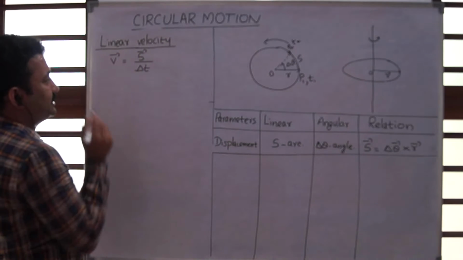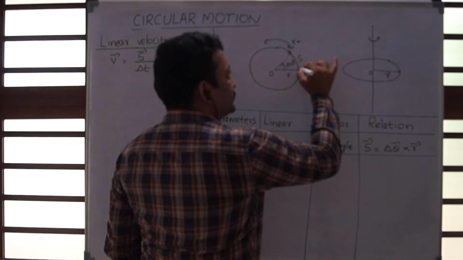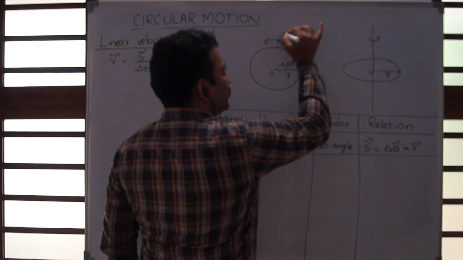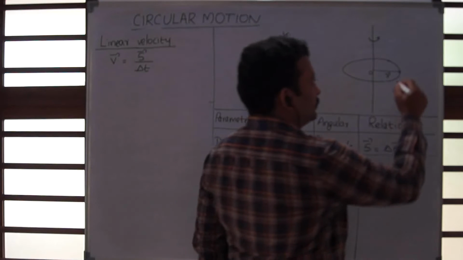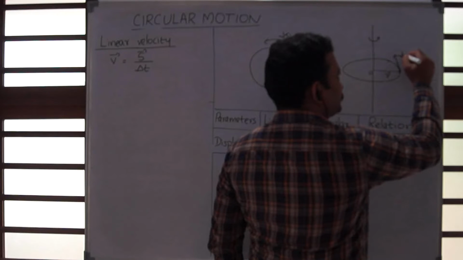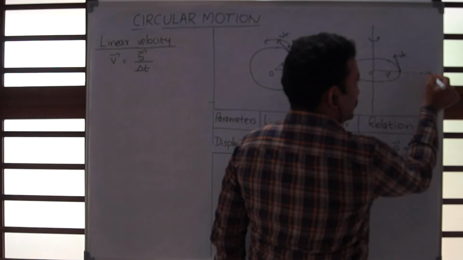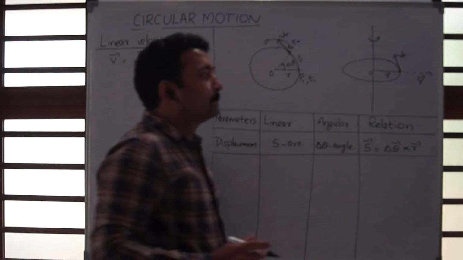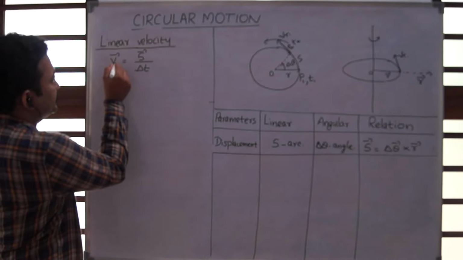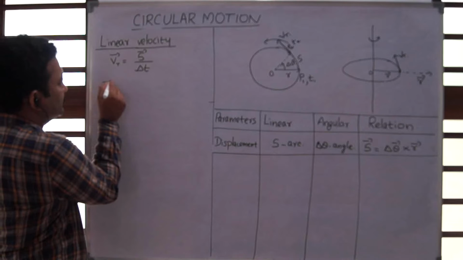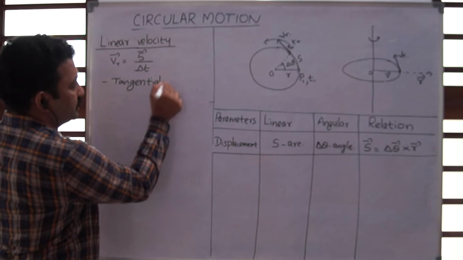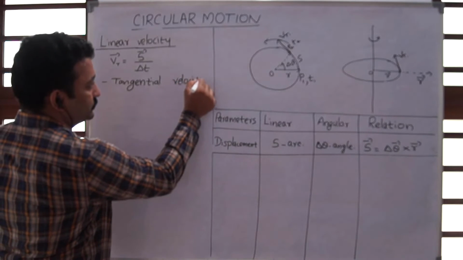We have the same direction as S, or we can say that the direction of the velocity is along the tangent. Direction of velocity is along the tangent. So if I denote that over here, the velocity will be into the plane of the paper. R is along the radius. So we can see the velocity is tangential, or you can call the linear velocity the tangential velocity.